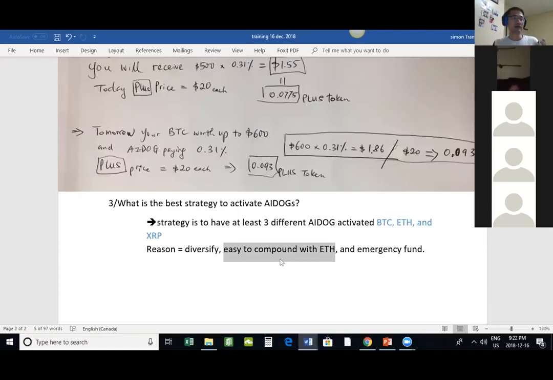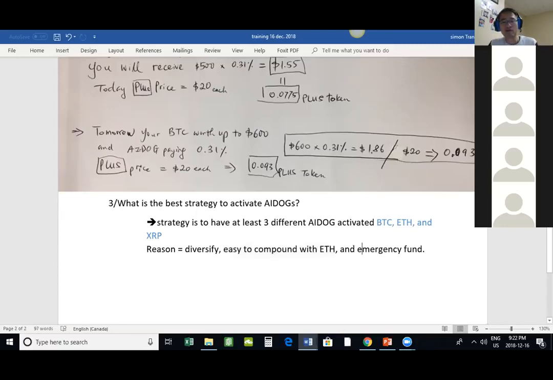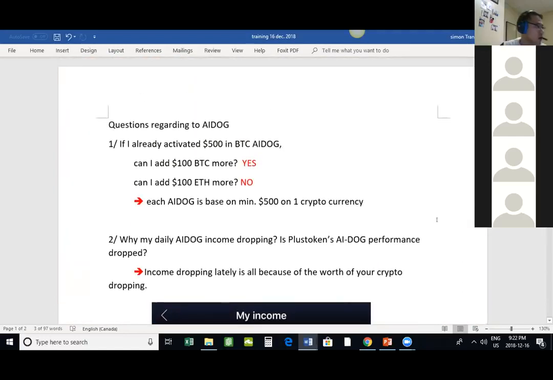Then you are compounding. So that's why if you have Bitcoin, Ethereum, and Ripple, or any other one, but for me at least Bitcoin and Ethereum, and then any other cryptocurrency you like more than Ripple, then you use that. So you have 3 different cryptocurrency AI dogs. Then it's very good for you to diversify your portfolio, and easy for you to compound. Anytime you want to compound, you can compound into Ethereum, and it also fulfills the purpose of an emergency fund, right? So let me see. That's all.